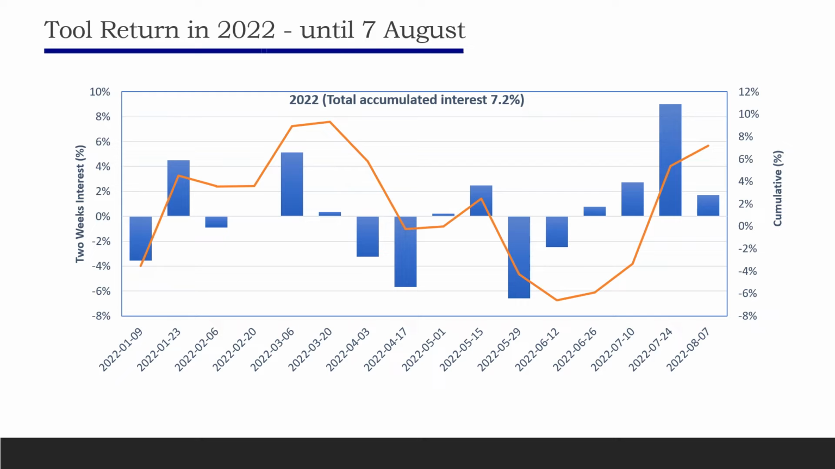And this is the return of this method in 2022 from the beginning until 7 August. On the right axis, you can see the accumulative return again, and as you see, the accumulative return until 7 August is around 8%. The minimum return, as you see with this bar, happened at the end of May, and it was around -6%. And the maximum return is around 9%, which happened at the end of July.